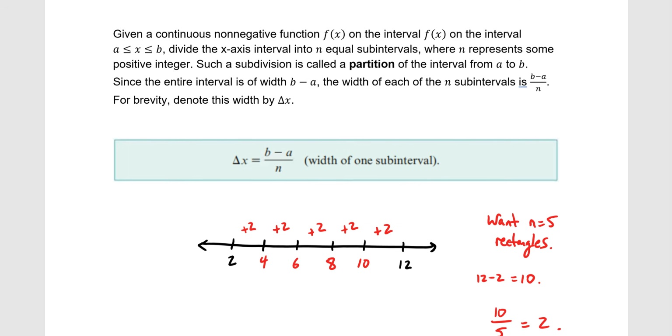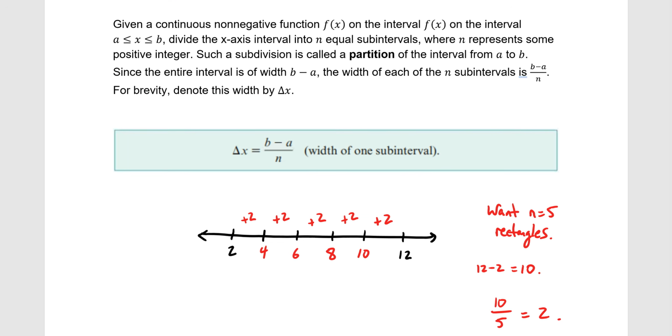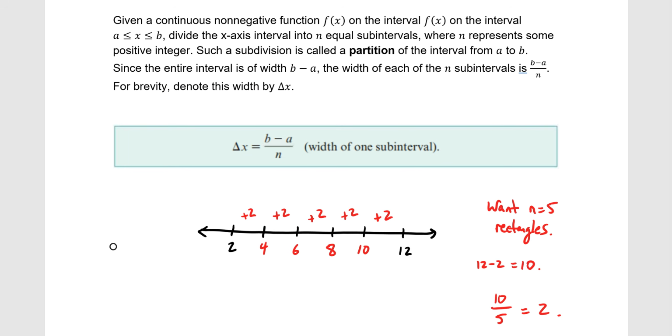The way that we find the width of one subinterval is exactly what we just did. We're going to call that width delta x. And that delta x is going to be the upper bound on our interval minus the lower bound, divided by how many rectangles we want. So we're pretty much going to be doing this every single time for each question, and it's going to be one of the first steps that we do.